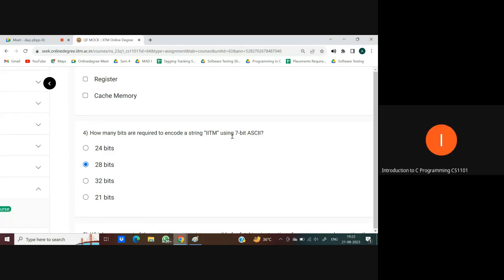Sure. So you are supposed to use 7-bit ASCII here. And what happens in 7-bit ASCII is every character takes 7 bits in order to encode itself. So here we have 4 characters. One is I, other one is I, then T, then M. So we have 4 such characters, and each character is going to take 7 bits. So 7 times 4 is going to give you 28. So 28 bits are what you need to encode this IITM string in the computer memory.